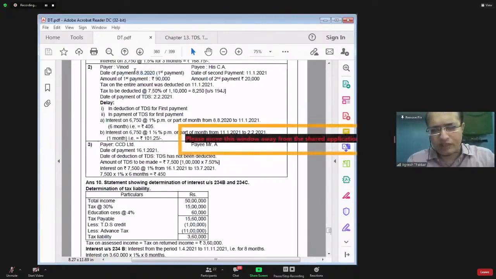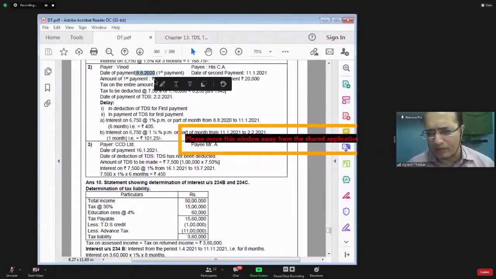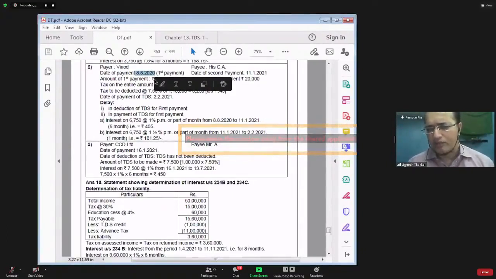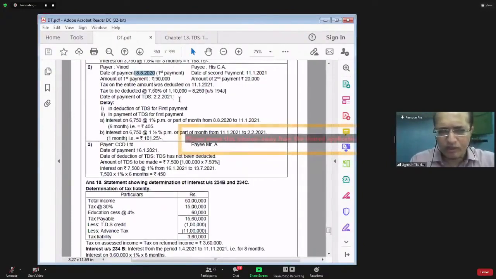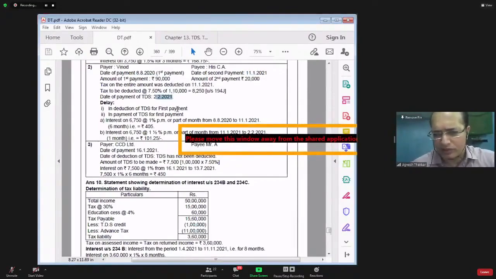Because if you deduct TDS in the month of August, the amount should have been paid to the government by 7th of September. But the government did not get the money on 7th of September. Government has got money after that. So for that you have to pay interest at the rate of 1.5% per month or part of the month. From which date to which date? From the date on which TDS is deductible to the date on which TDS is actually deducted. From 11th January to 2nd February. So it is 1 month, so you take only 1.5%.